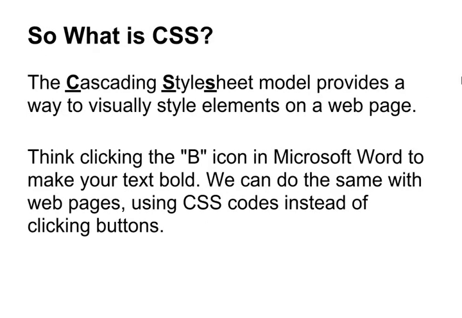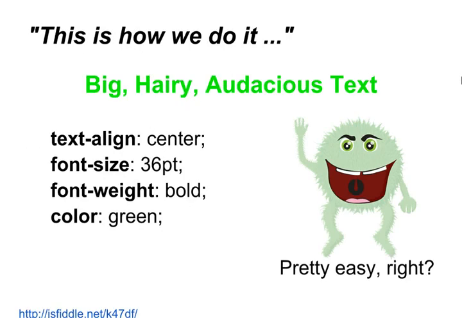So to begin, what is CSS? Well, the cascading style sheet model provides a way to visually style elements on a web page. Think of it like clicking the B icon in Microsoft Word to make your text bold. We can do the same thing with web pages using CSS codes instead of clicking buttons. A lot of you guys are familiar with Word, like that big ribbon you have with all those little design icons: make it bold, italicized, underlined, change the background color of text, the font and all that. We can do the exact same thing with CSS.